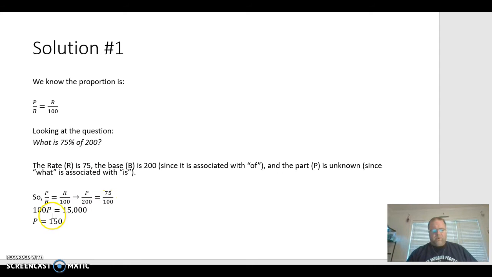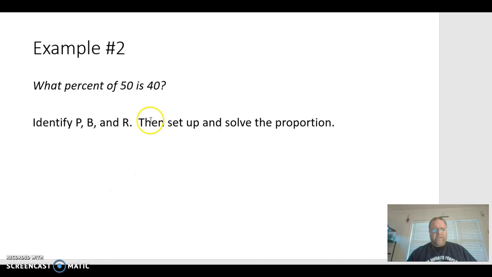So we cross multiply. 100 times P is equal to 75 times 200, which is 15,000. Divide both sides by 100, and I get P is equal to 150. So I could kind of replace that up here where it says what, and say 150 is 75% of 200. And does that make sense? Make sure you ask yourself if that makes sense. Is 150 about 3/4 of 200? And hopefully you should think that does, because it is. All right, so going to the next example.